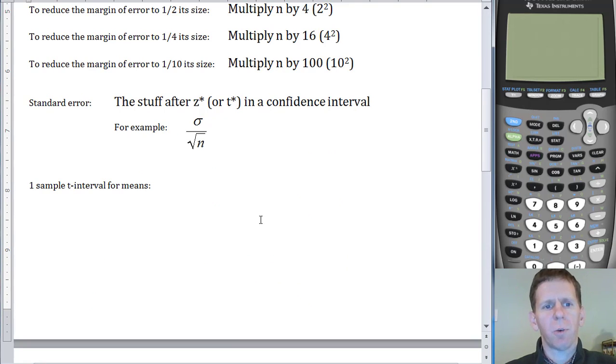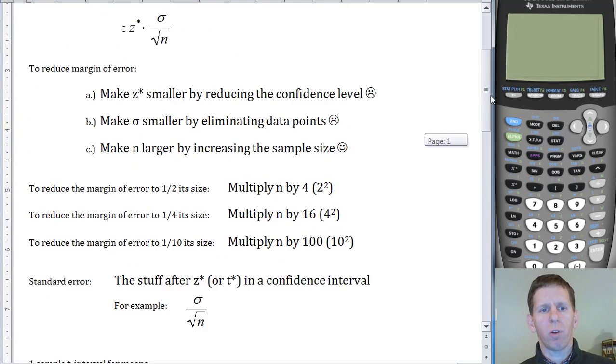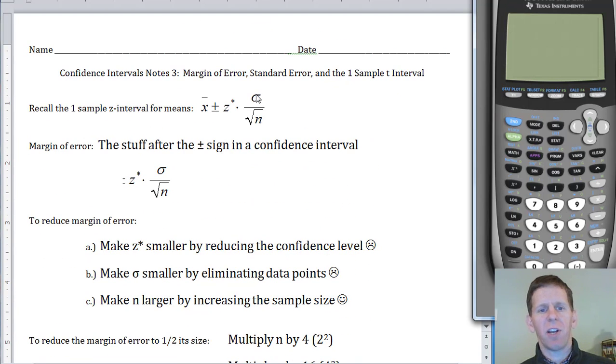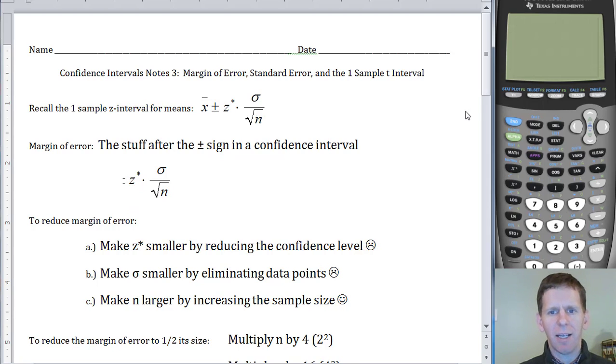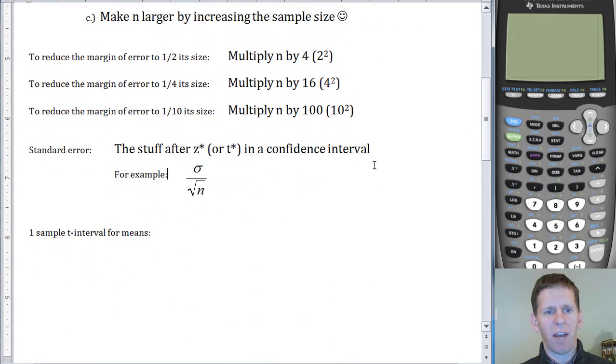So you'll notice I also wrote here the stuff after z star or t star. There are future confidence intervals where we're going to substitute a value called t star in. So the stuff that is after this particular value, either after z star or t star in a confidence interval, is called the standard error. In the confidence interval we looked at in the past, the standard error would be found by just taking sigma over the square root of n. So margin of error is everything after the plus or minus sign. Standard error is just the stuff after t star or z star.